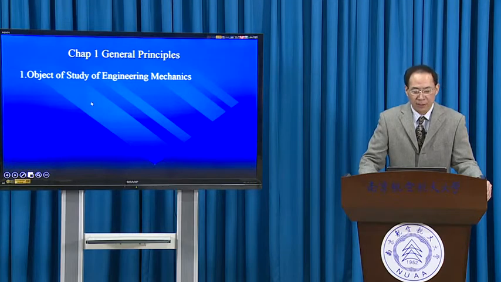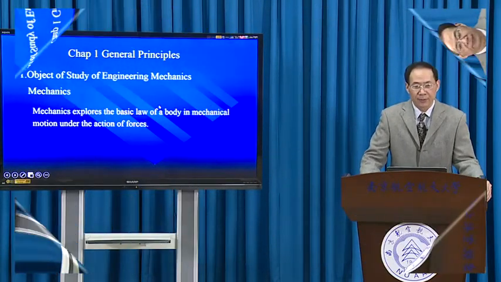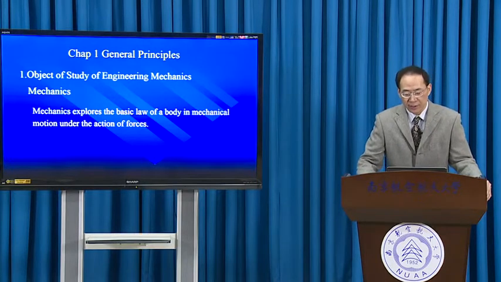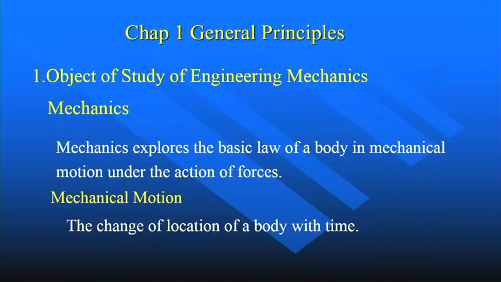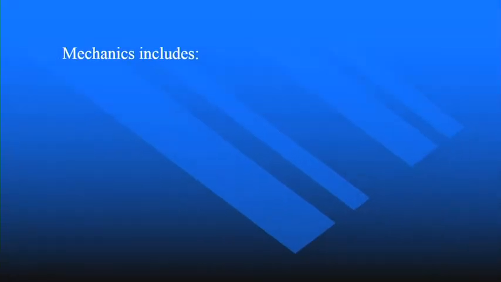Chapter 1, General Principles. First section, object of study of engineering mechanics. Mechanics explores the basic law of a body in mechanical motion under the action of forces. Mechanical motion. What is mechanical motion? Mechanical motion is the change of location of a body with time. So this is a definition of mechanical motion.